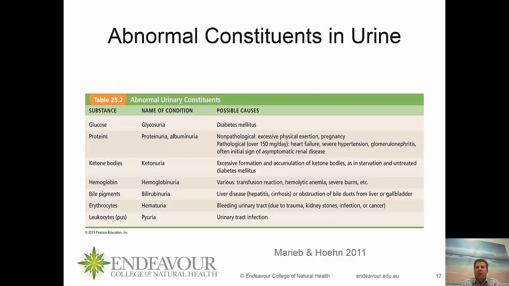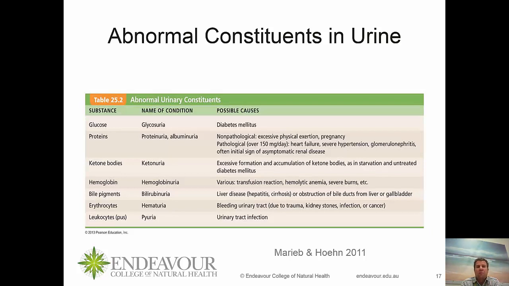Some of the things they look for in urine that's abnormal, and these are some of the things that you can actually get dipsticks for now. They used to have to analyse them biochemically, but now there's a whole range of dipsticks where you simply put the dipstick into the urine itself and it'll analyse for all those things on that table there.